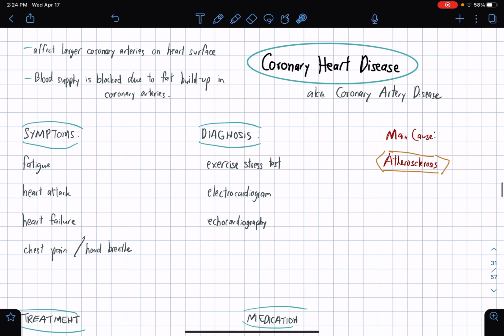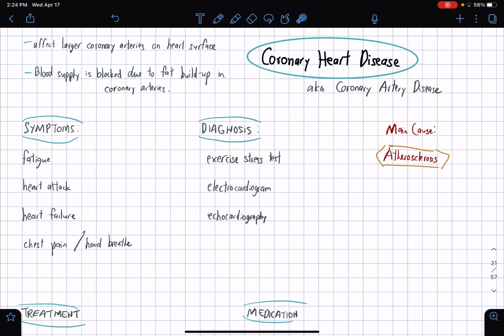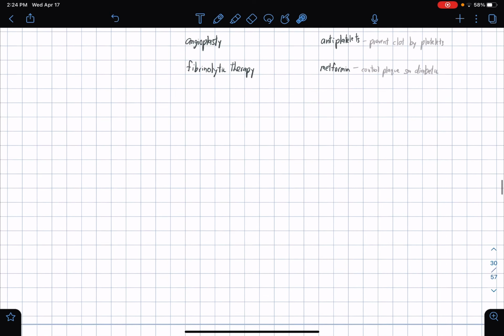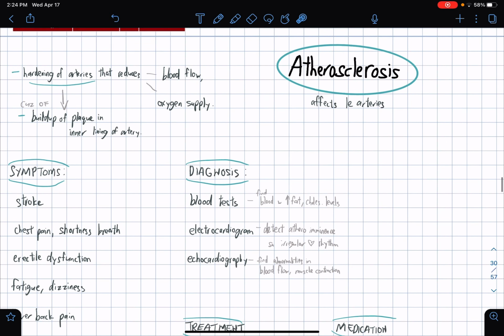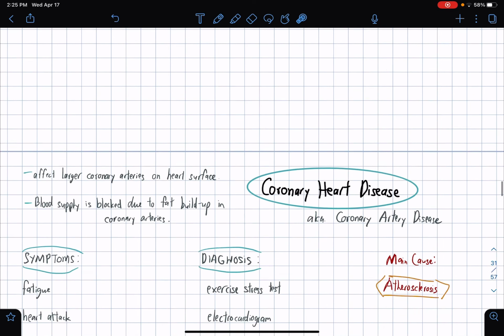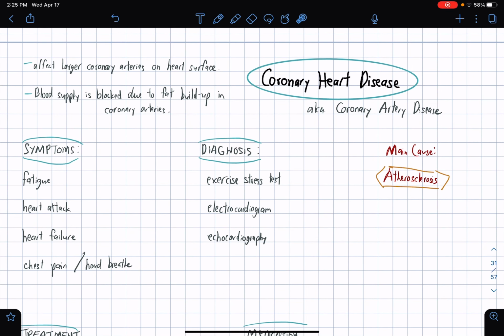From the word artery, you can already say that this disease affects the arteries, and it makes sense because this is the main cause of atherosclerosis. So yeah, they're very related. It was said in the previous video that atherosclerosis primarily affects the arteries. It affects larger coronary arteries on the heart surface. Blood supply is blocked due to fat buildup in the coronary arteries.